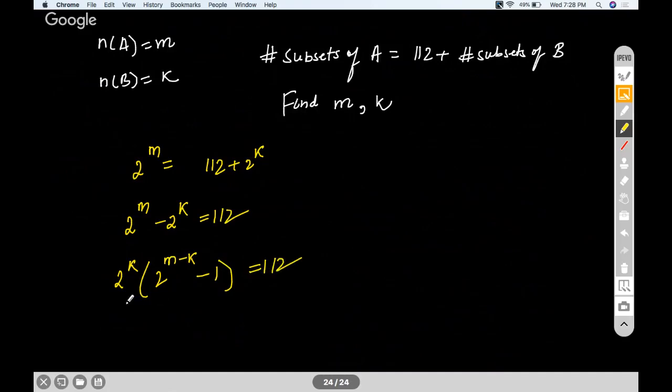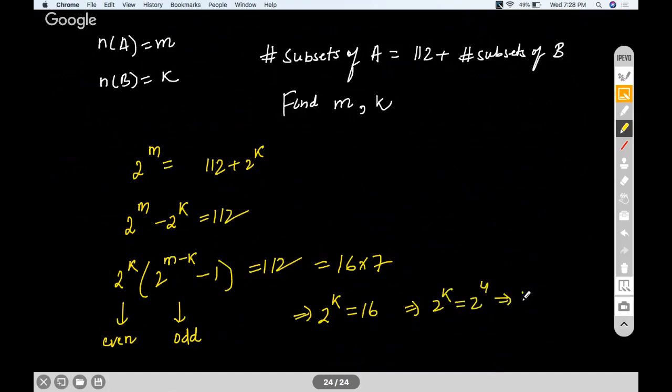Now this has to be an even number and a power of 2. This has to be an odd number. The only possibility is 16 into 7. So this implies 2 to the power k is 16. That means 2 to the power k is 2 to the power 4. That means k is 4. And 2 to the power m minus 4 minus 1 is 7.